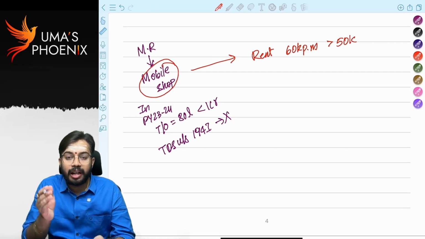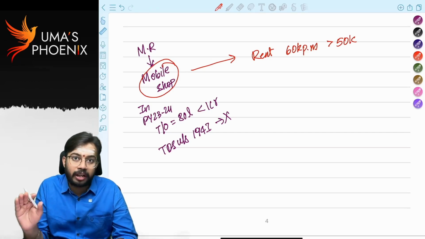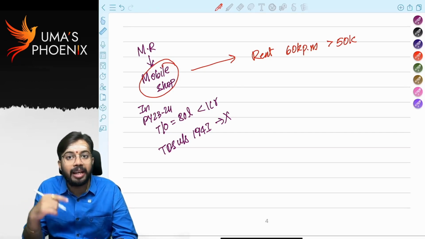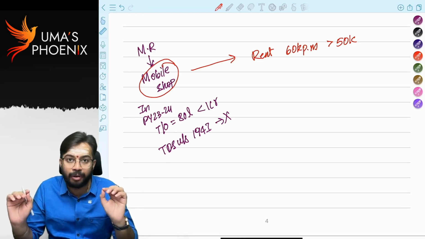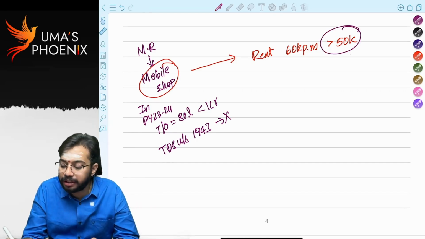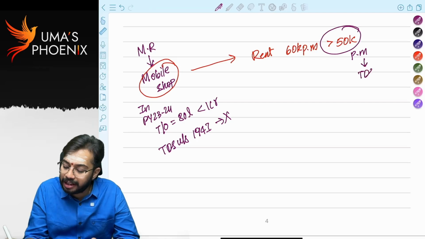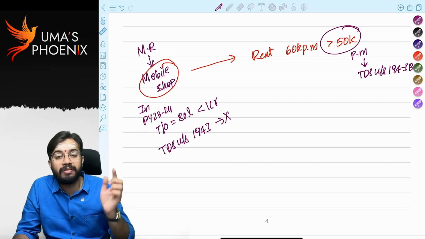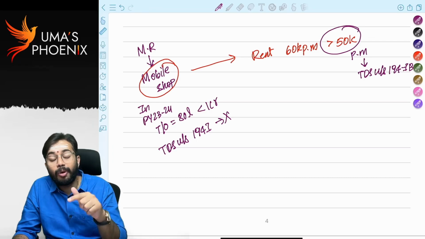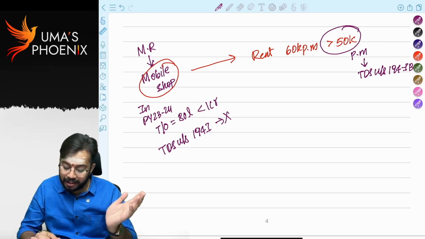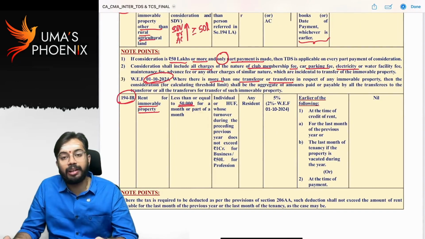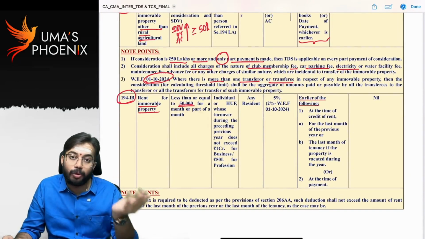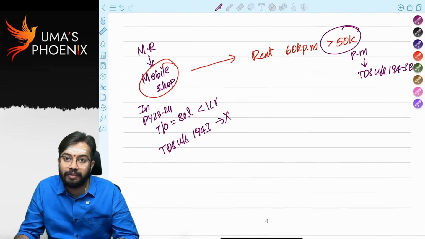That means in case of individual or HUF who are not required to deduct TDS under section 194I, if they are paying rent up to 50,000 rupees per month, they are not required to deduct TDS under section 194IB. If they are paying rent more than 50,000 per month, they are required to deduct TDS under section 194IB. Is it clear? So if the rent per month is less than or equal to 50,000, no TDS is required. If rent per month is more than 50,000, they are required to deduct TDS under section 194IB.